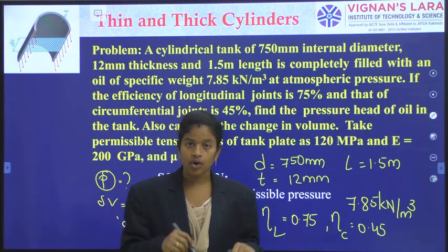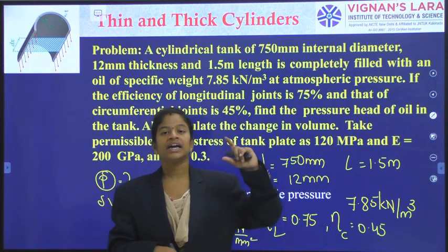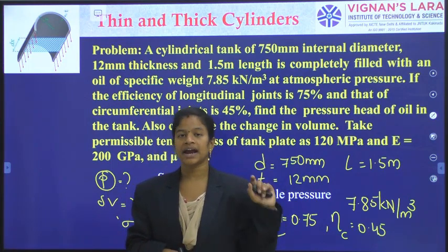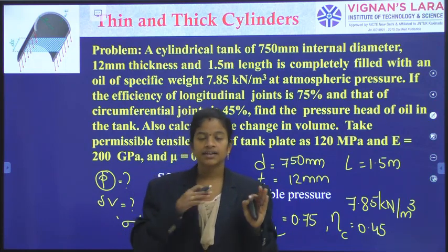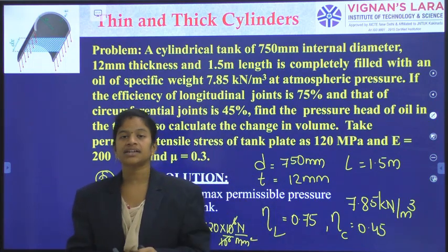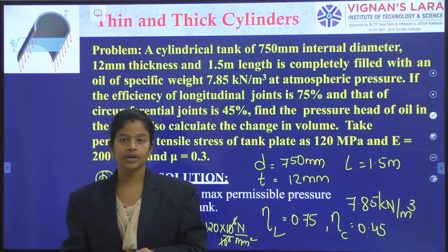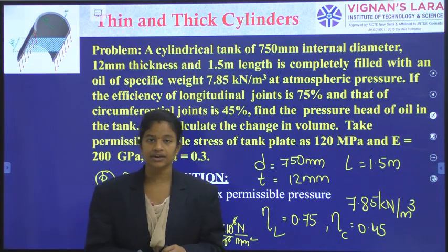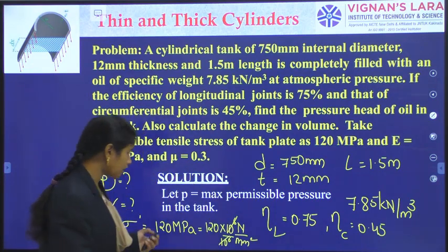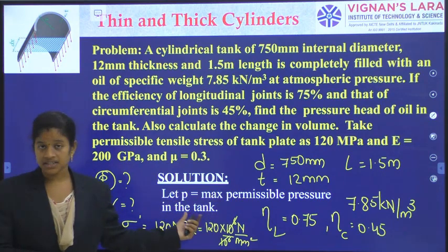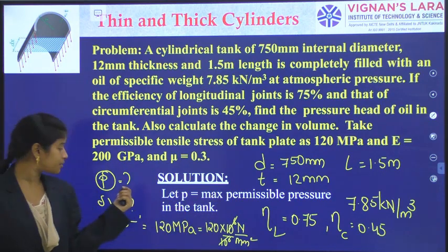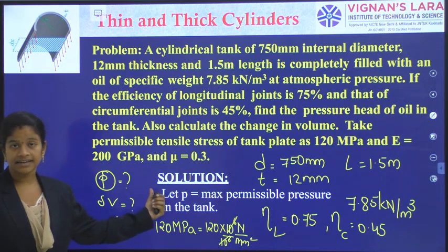Okay, but here what are they giving? They are giving this stress only, which my metal can handle. This stress, in tensile nature, our metal can handle. Now what is the corresponding pressure of the fluid? Up to which pressure can I give to the fluid? Now let P be the maximum permissible pressure in the tank. So I am assuming P is the maximum permissible pressure in the tank.